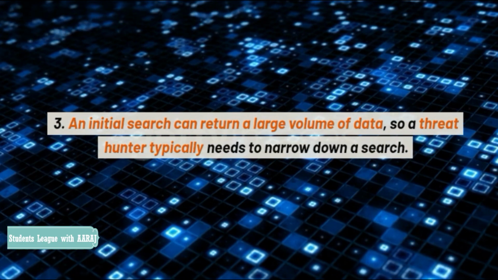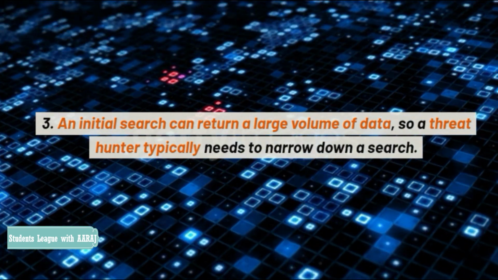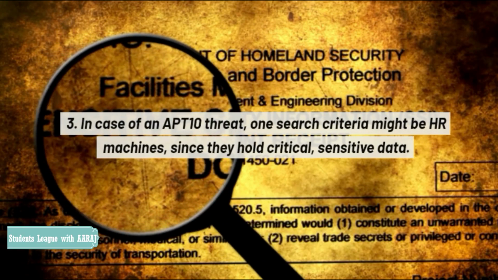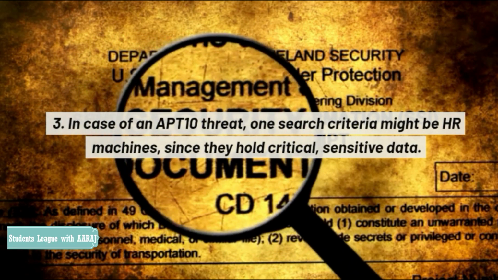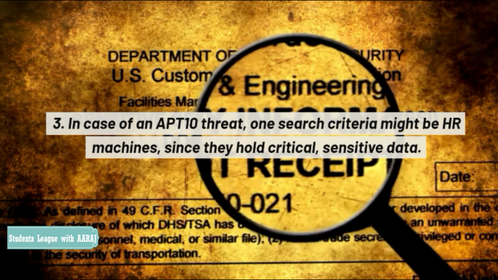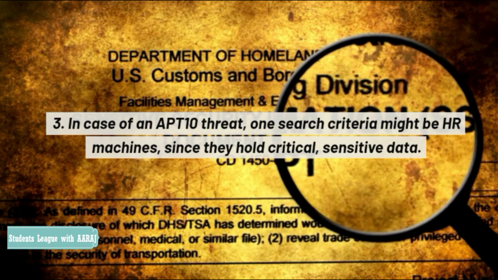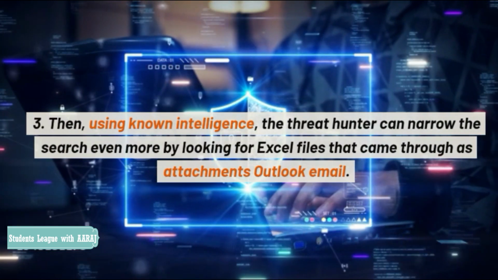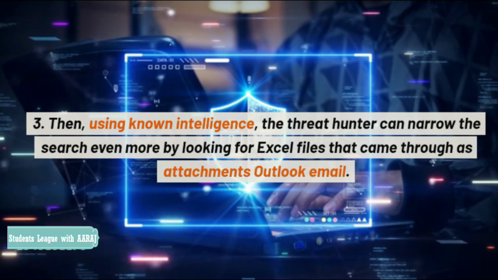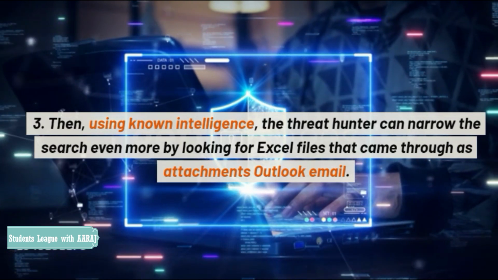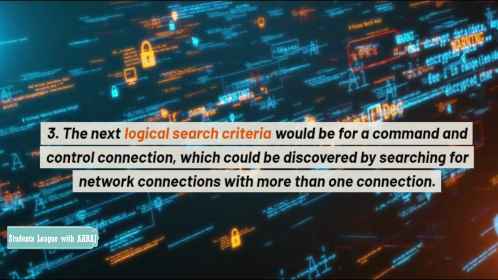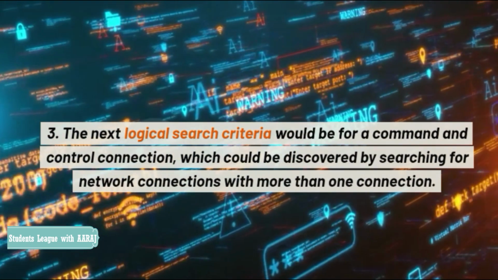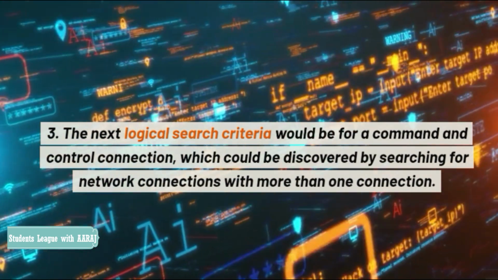An initial search can return a large volume of data, so a threat hunter typically needs to narrow down a search. In case of an APT-10 threat, one search criteria might be HR machines, since they hold critical, sensitive data. Then, using known intelligence, the threat hunter can narrow the search even more by looking for Excel files that came through as attachments to Outlook email. The next logical search criteria would be for a command and control connection, which could be discovered by searching for network connections with more than one connection.